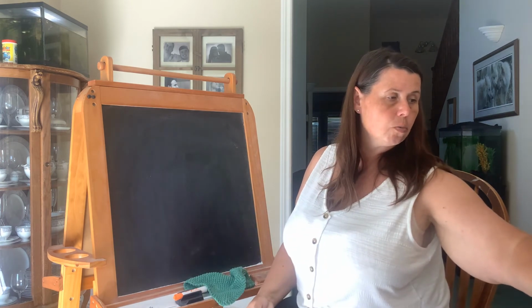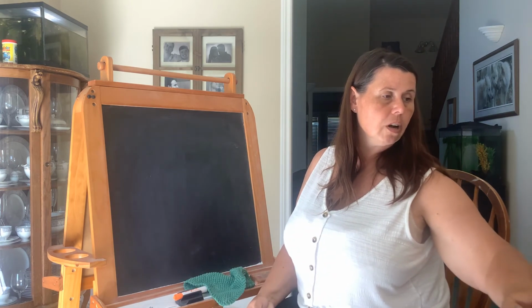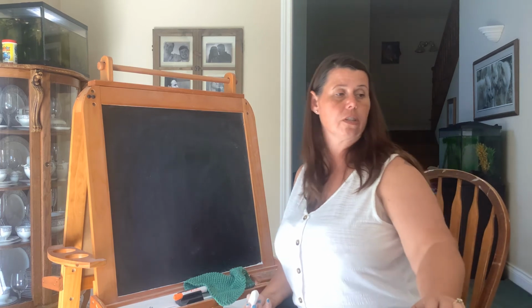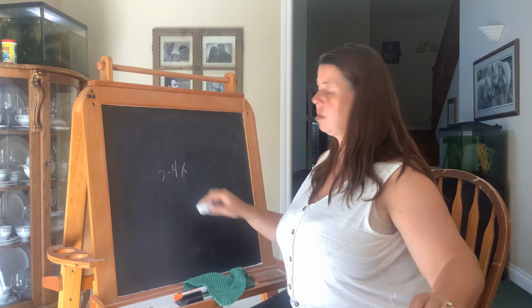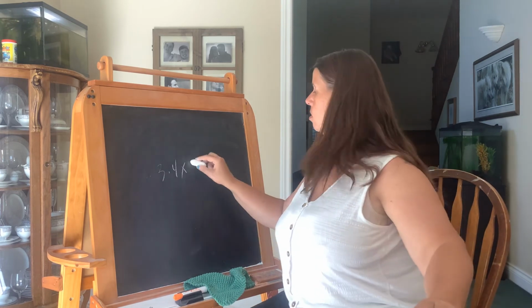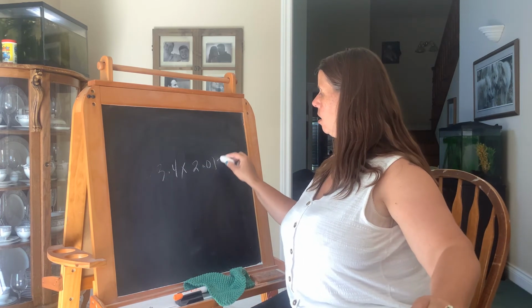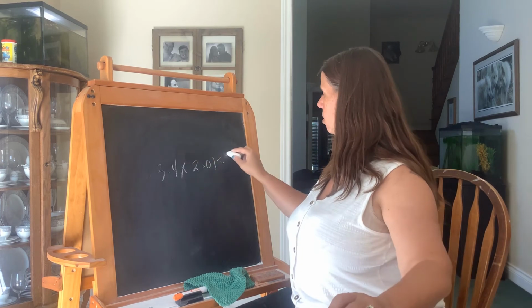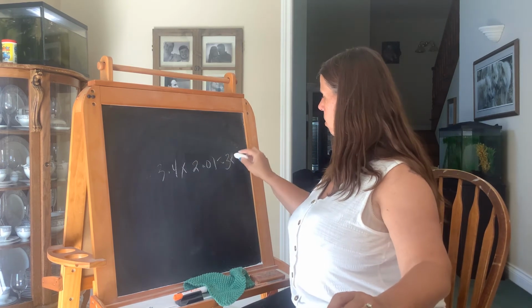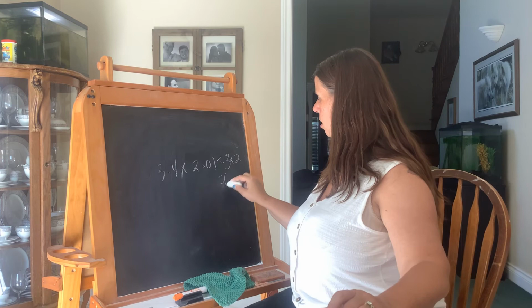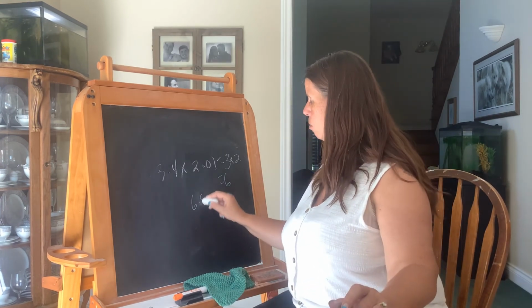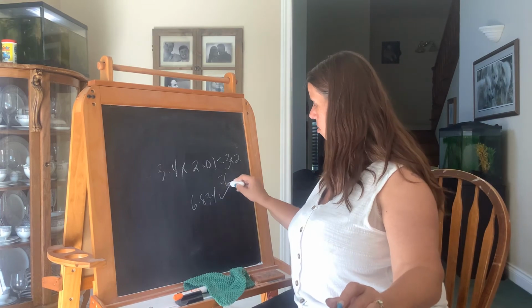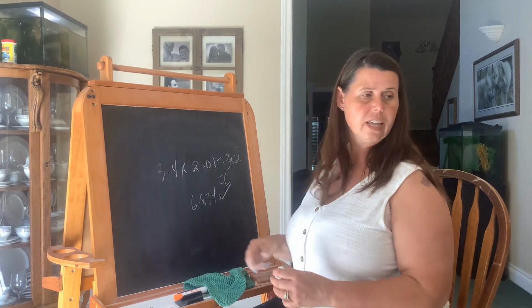All right, 12. Estimate each product, then correct the answers that are wrong. Okay, 3.4 times 2.01. So 3.4 rounds to 3, and 2.01 rounds to 2, so we're looking for an answer somewhere near 6. And they said the answer is 6.834. So that one's correct. You don't have to correct that.